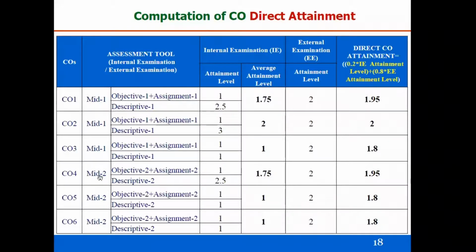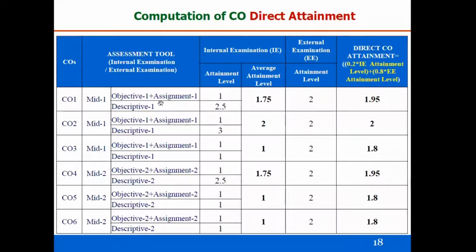Then coming to CO4 for mid 2: objective 2, then assignment 2, then descriptive test 2, that is related to mid 2. Then CO5 is also related to mid 2. We have to consider objective 2 plus assignment 2, then descriptive 2 separately. CO6 is also the same. Now whatever values we obtained previously, the first internal examination attainment values, you can include here.